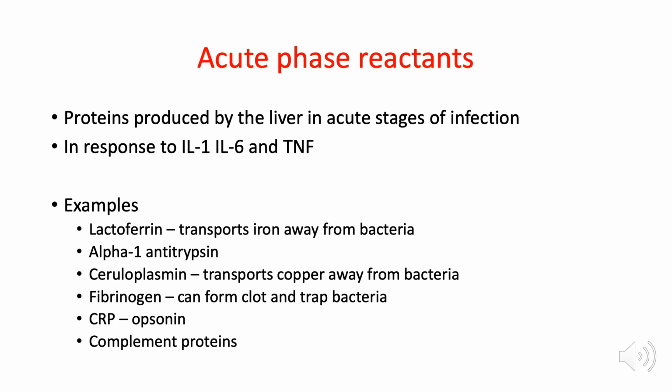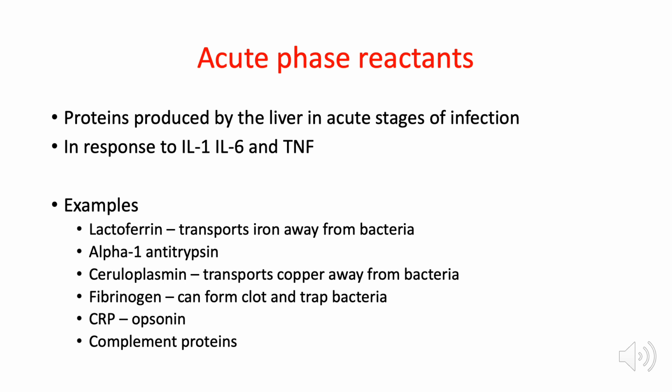Lactoferrin transports iron. If lactoferrin is present in high amount, it can deprive the bacteria of iron by transporting it away from the bacteria. And the bacteria will not have iron molecules to use, and that could cause them to die. Alpha-1 antitrypsin is produced by the liver in high amount in the acute stage of infection.